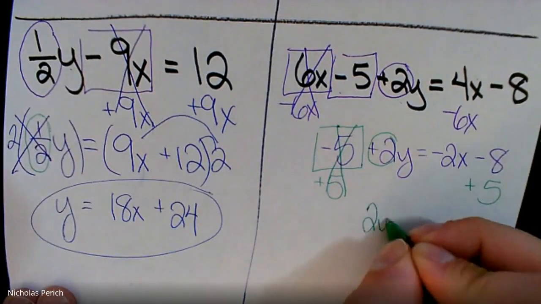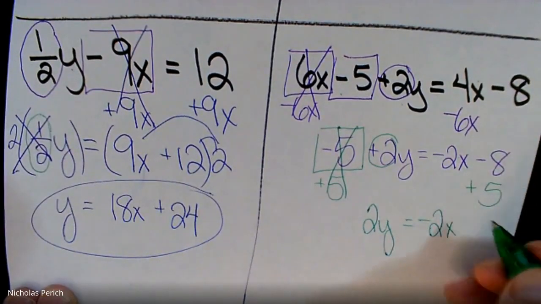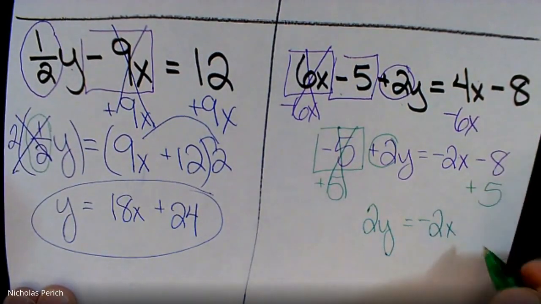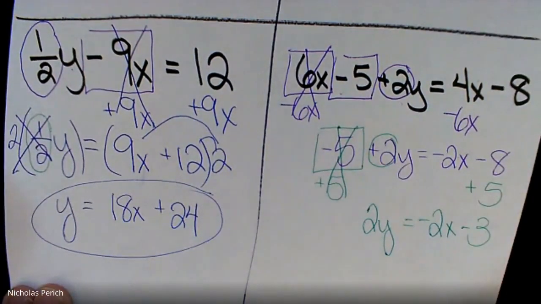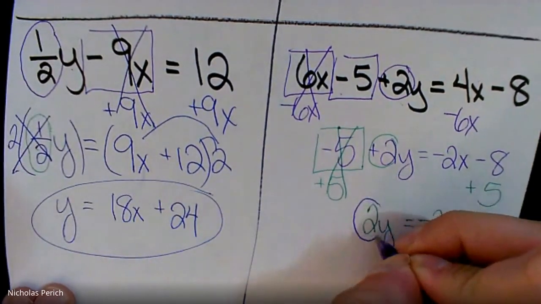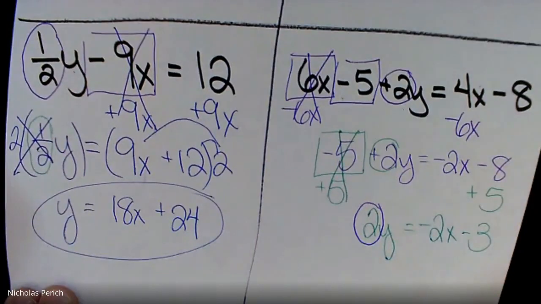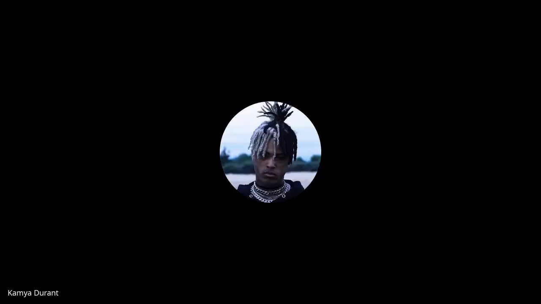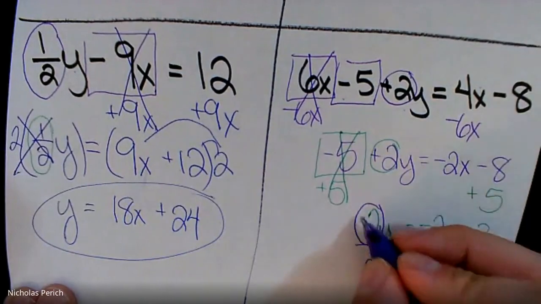So I have 2y equals negative. Bless you? Nah, kind of. -8 and positive 5 make -3. Oh, please tell me I'm done. No. I still have positive 2 that's attached to y. How do I get rid of it? Divide. Yes, divide everything by 2.